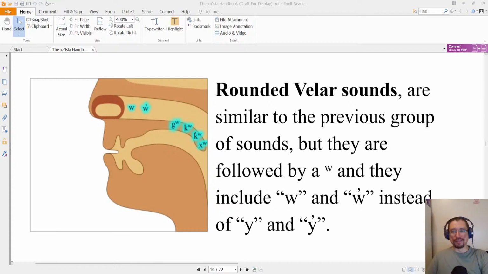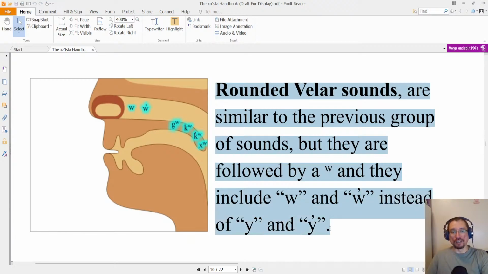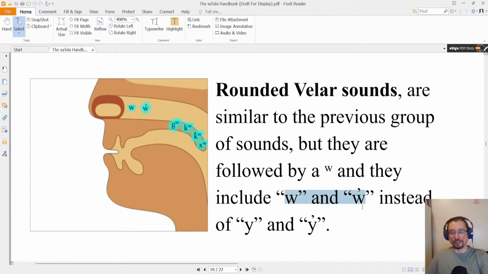Okay, so this is the xa'isla Handbook, Part 8. And in this video, we're going to look at what we call rounded velar sounds. Rounded velar sounds are similar to the previous group of sounds, but they are followed by a small raised W, and they include a regular W and the glottalized W instead of a regular Y and a glottalized Y. So they're essentially the same group of letters, except we have W and glottalized W and not Y and glottalized Y.